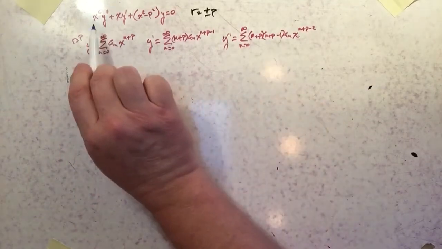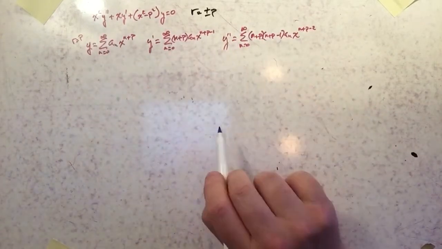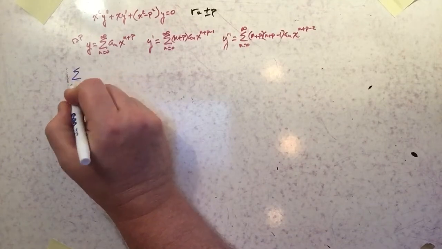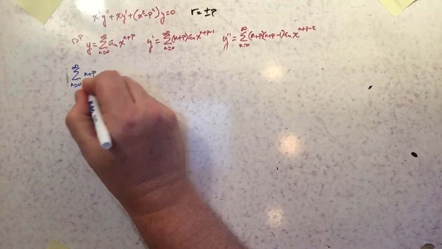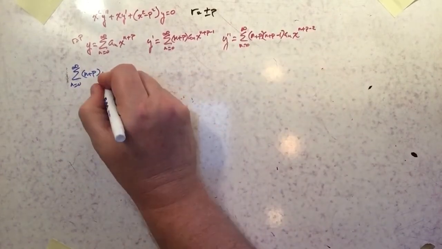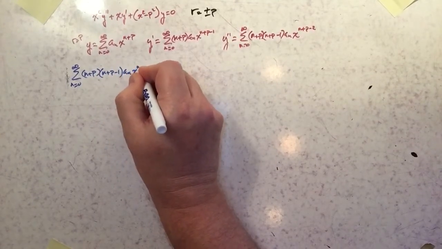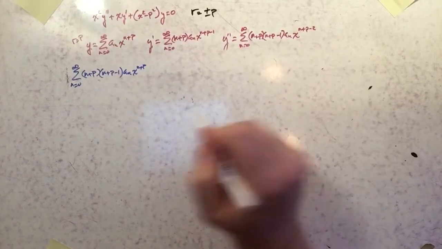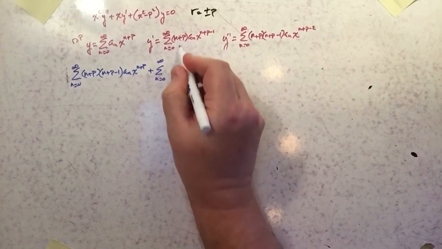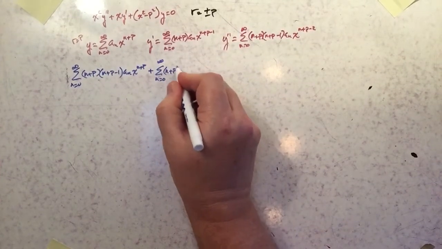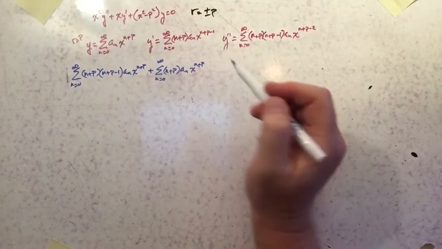Okay, we luck out a little bit because substituting this in produces almost all consistent indexes across the board. Here's what it's going to look like. Summation n equals 0 to infinity of n plus p times n plus p minus 1 times a_n x to the n plus p, because the x squared takes care of the 2. The middle term is going to be summation n equals 0 to infinity of n plus p times a_n x to the n plus p, because the x takes care of the negative 1.